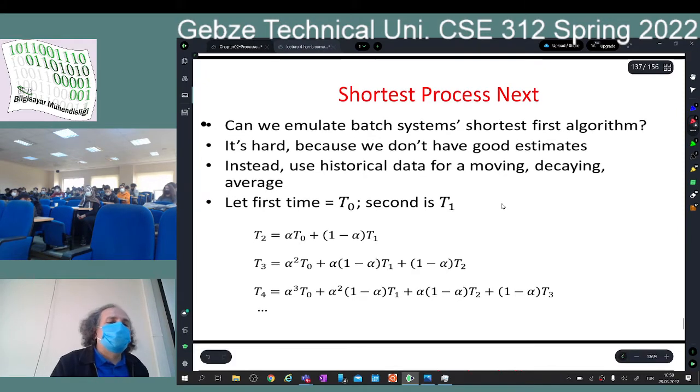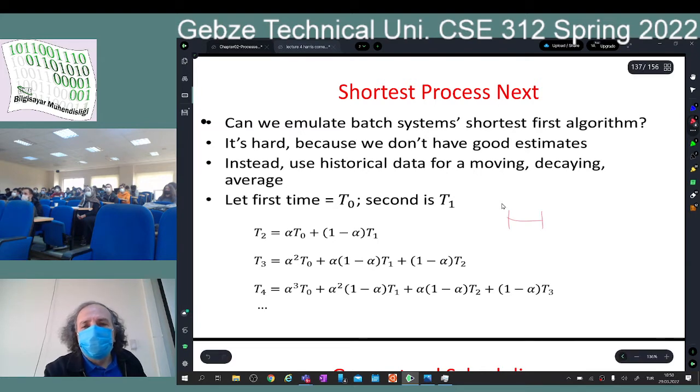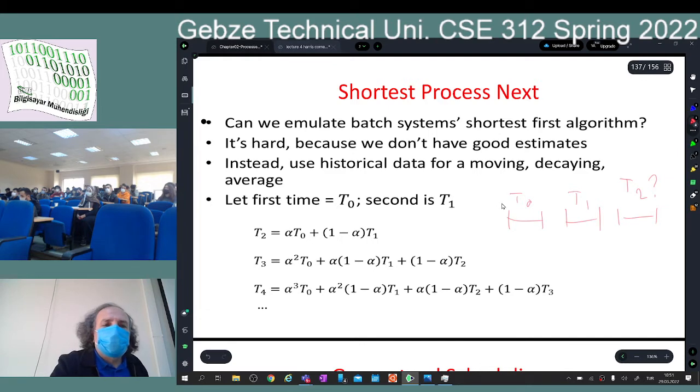So that's what we are going to do. T0 is how long my process used my CPU. T1 is, okay, this is previously, I remember, T0 at the beginning it used this much of CPU when I gave the CPU, and then it used this much. For T2, I don't know how long it's going to use. I am going to run this formula.